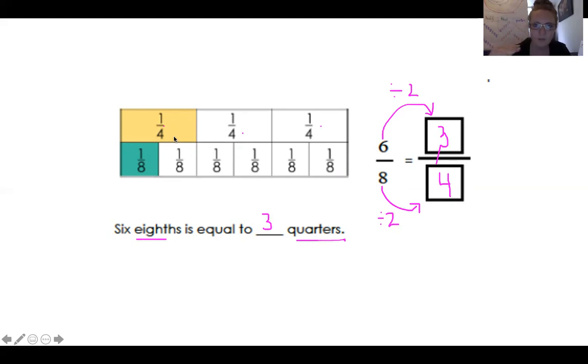Now, on your work today, you have examples like this with your fraction wall cut into different parts and put together. But remember, it's also a great idea to start practicing either multiplying or dividing to try and find that equivalent fraction. And you can use your fraction wall to help you with this, of course, as well. Have fun!